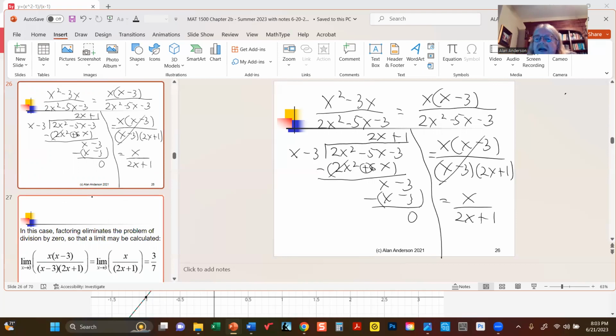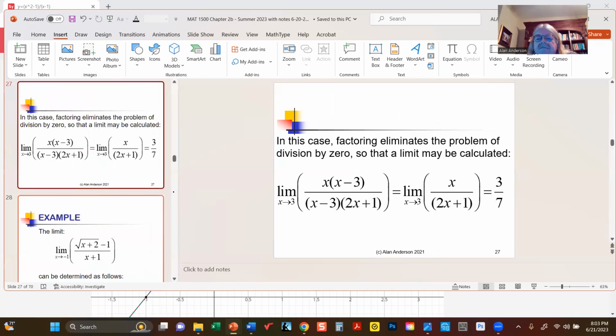And now we can take this limit and let's see what we get. We have x equals 3. See how easy this becomes. You'll have 3 over 2 times 3 plus 1. 3/7.